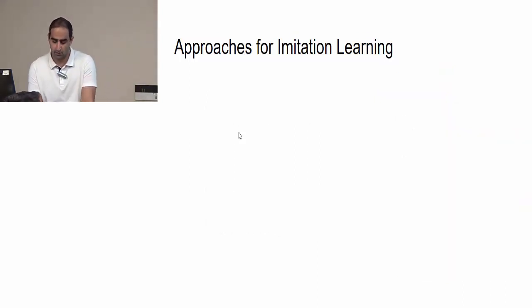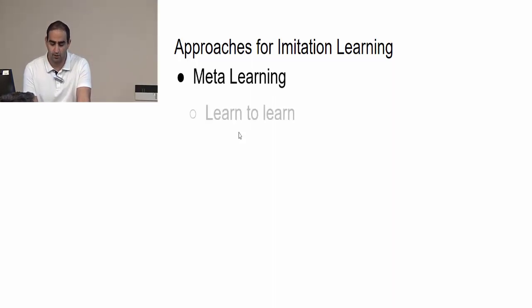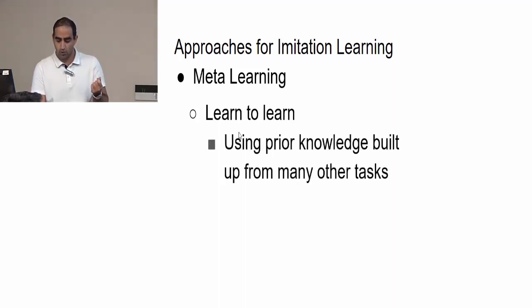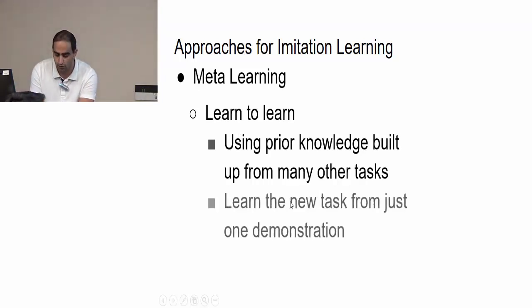And another approach is meta learning. The idea of meta learning is to learn to learn new settings. By using prior knowledge built up from many other tasks and experience from other tasks, we want to just look at a new task and learn it from just one demonstration.